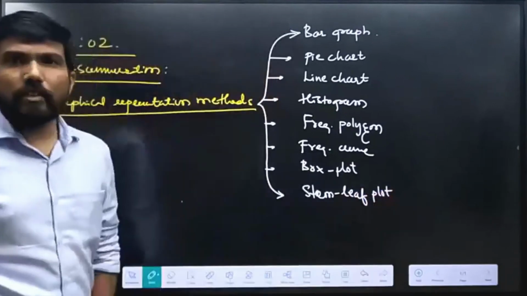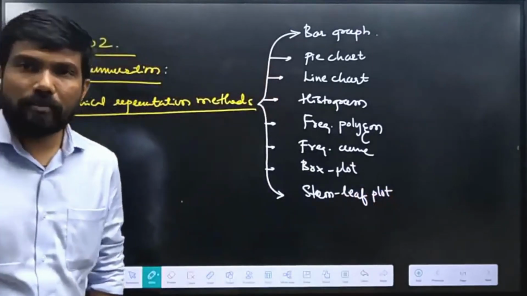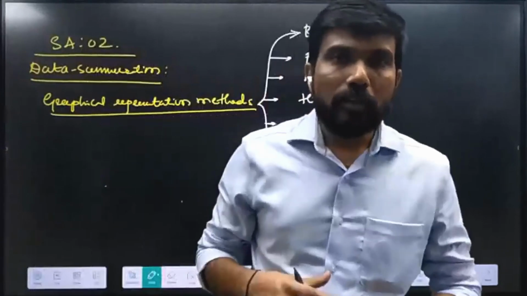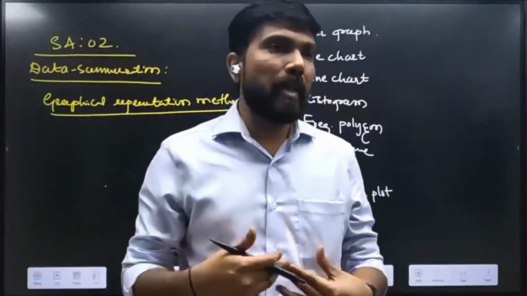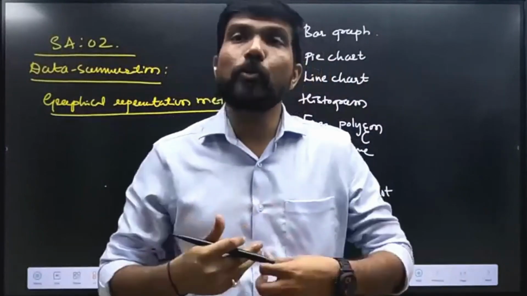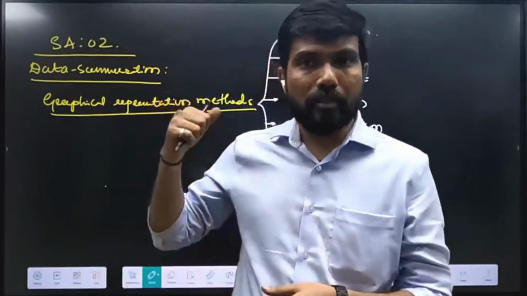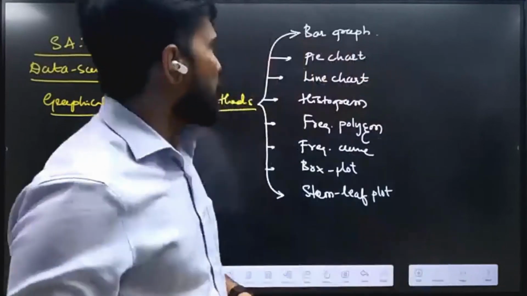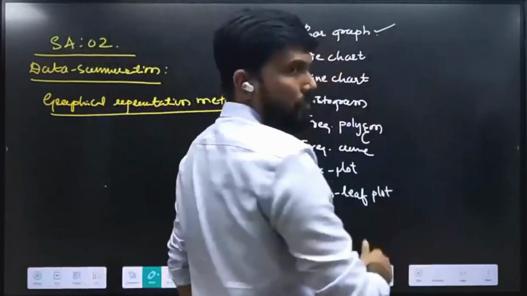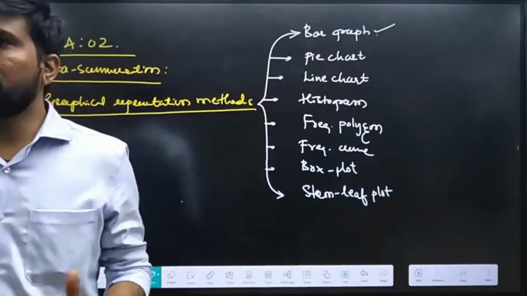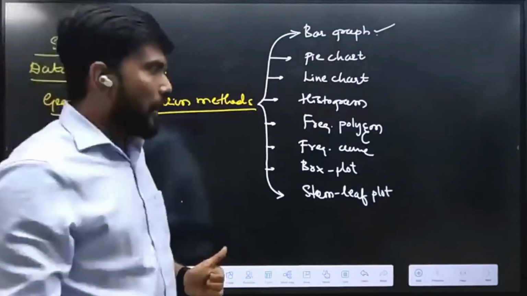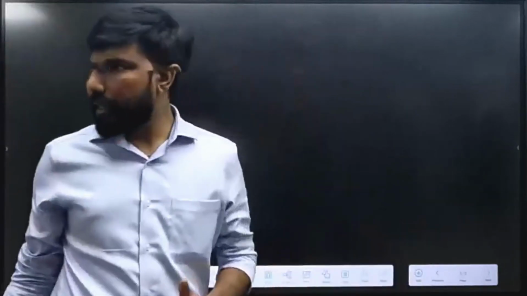So these are the graphical representation methods that we have for the data. To summarize the data through graphical methods, we have got these 8 methods. So in that we have discussed the first one. Yes or no? We did. So now let us start with the next one, please.